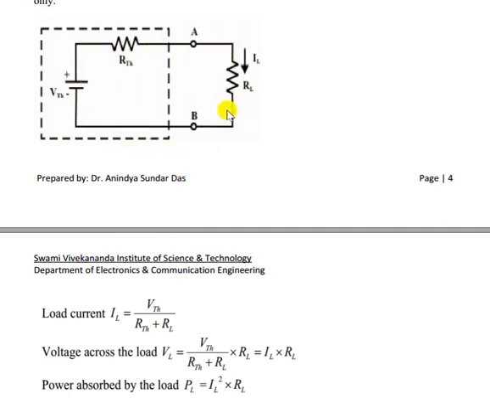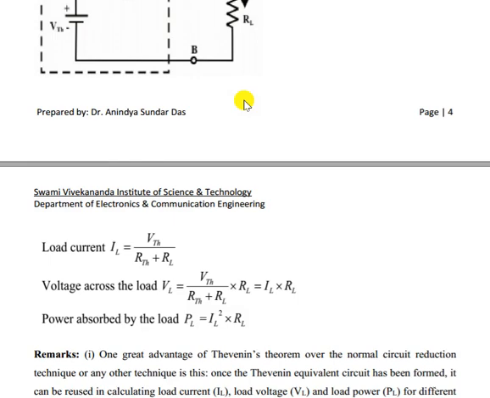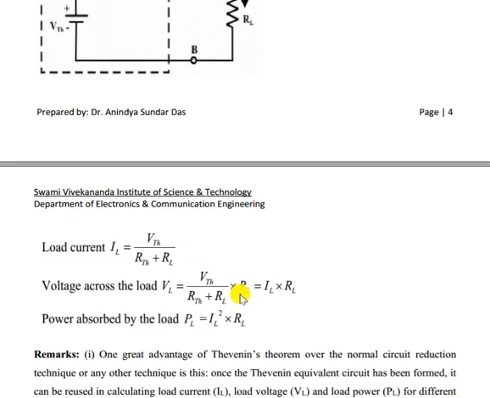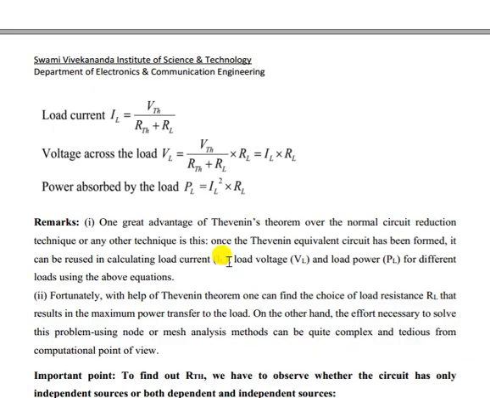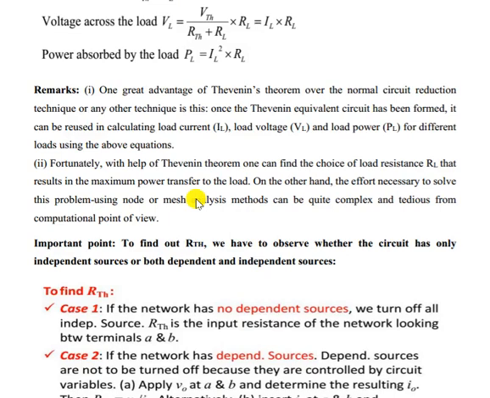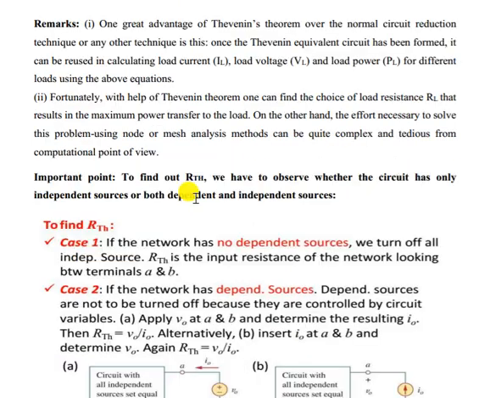Now voltage across load will be what? VL, that is IL into RL. According to Ohm's law, V equal to IR. That will be VTH by RTH plus RL into RL, or we can write IL into RL. Now power absorbed in the RL by the load will be IL square into RL. So that is the parameter that we can find out from that circuit by applying Thevenin theorem.